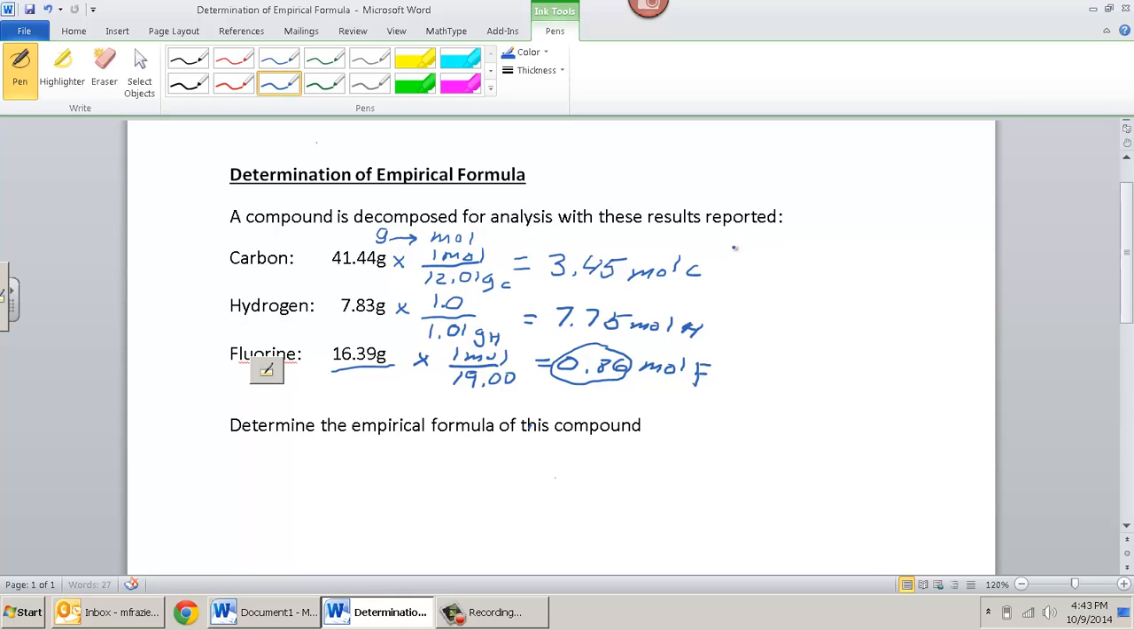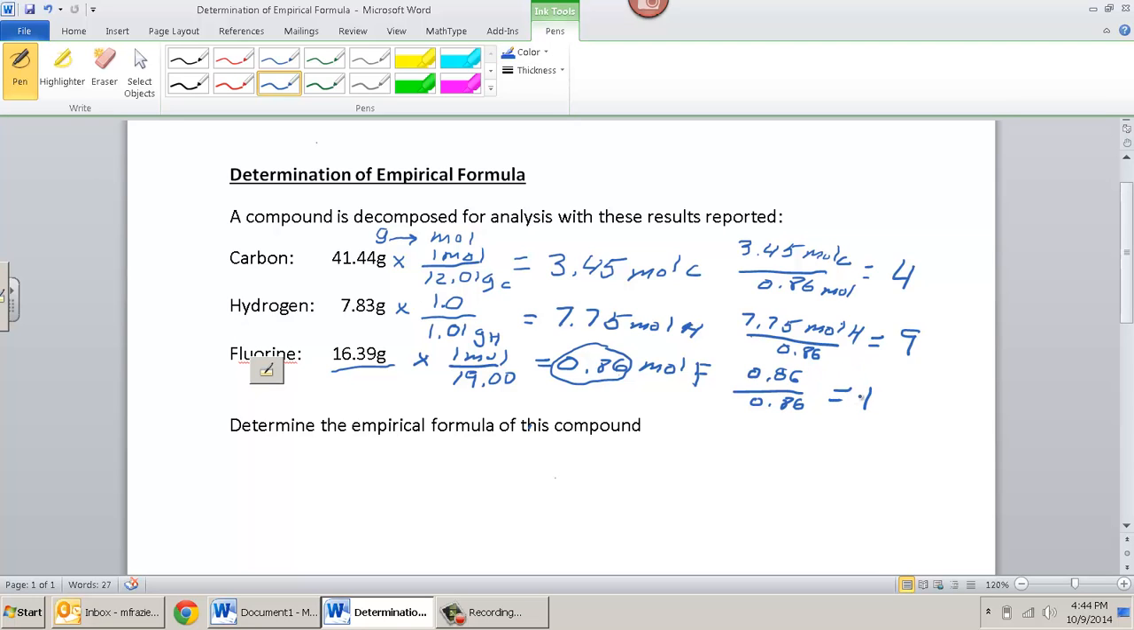So if we take 3.45 moles, and this is for carbon, and divide it by that 0.86 moles, which was the fluorine, we will get roughly 4. Okay, and then if we do the same thing for the 7.75 moles of hydrogen, divide that by 0.86, we'll get a number that's about 9. And then finally, for the fluorine, 0.86 over 0.86, you're going to get 1, obviously.